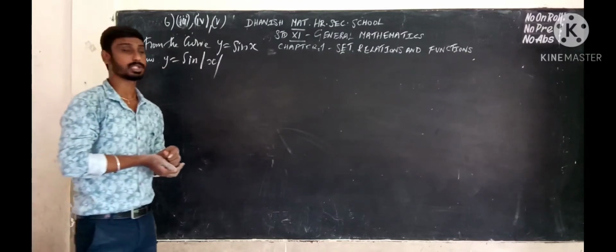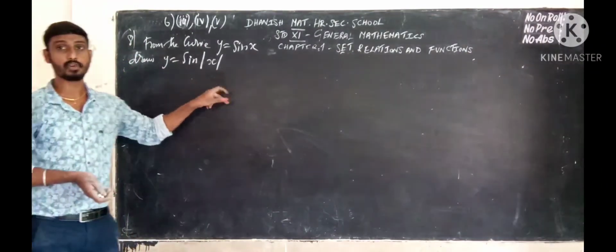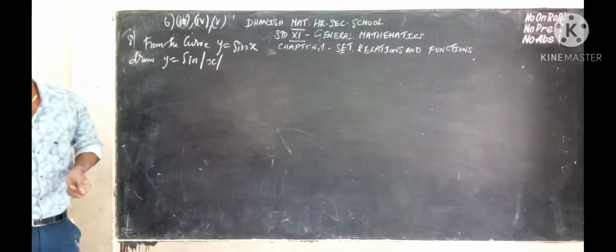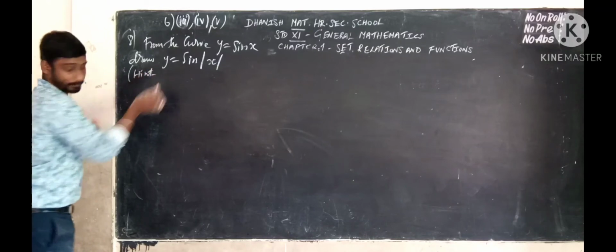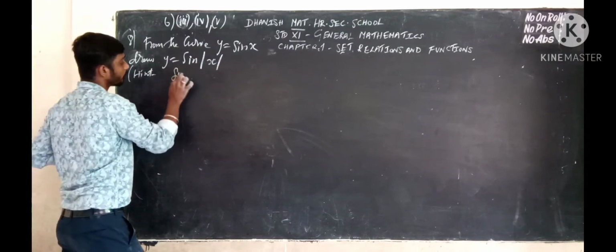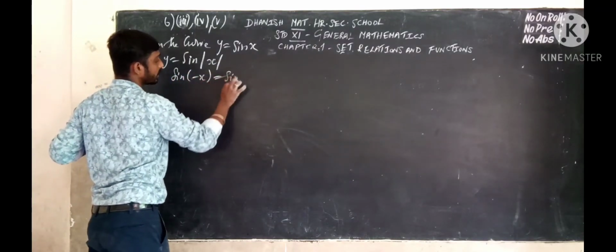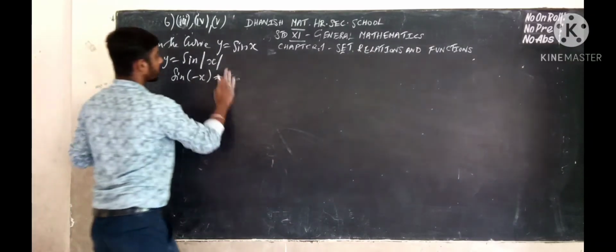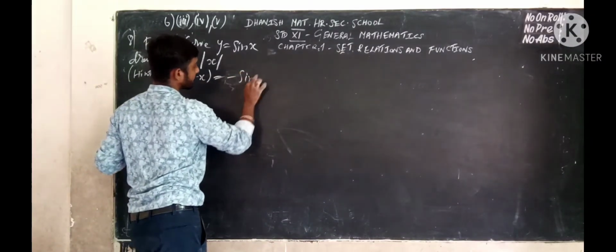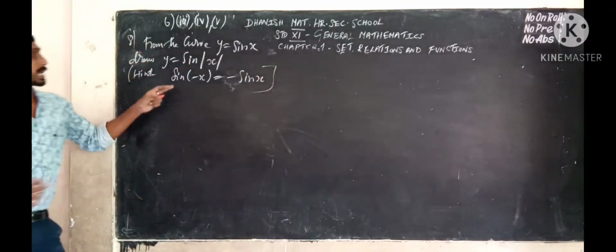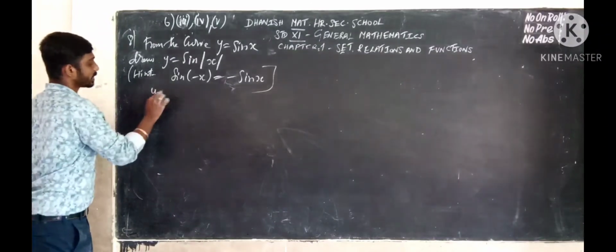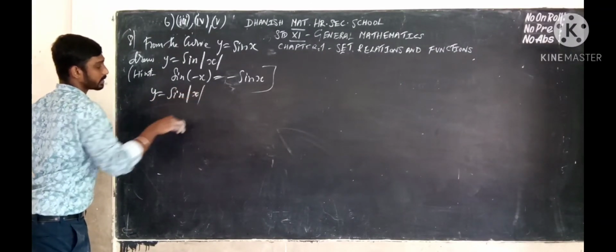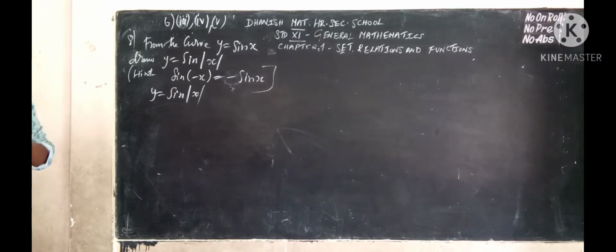I already explained in the previous question what is the meaning of modulus of x, that it consists of minus x and plus x. So let's write the meaning. Sine of minus x equal to minus sine x. What is the meaning given in the question? Sine of minus x equal to minus sine x. Let's write what the question is: y is equal to sin modulus of x. What is the graph for y is equal to sin x?